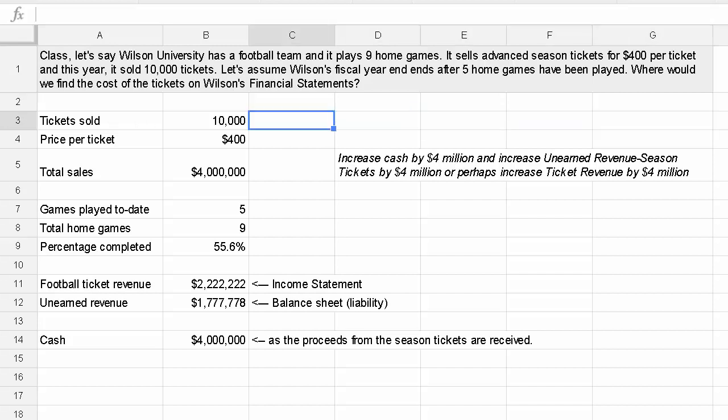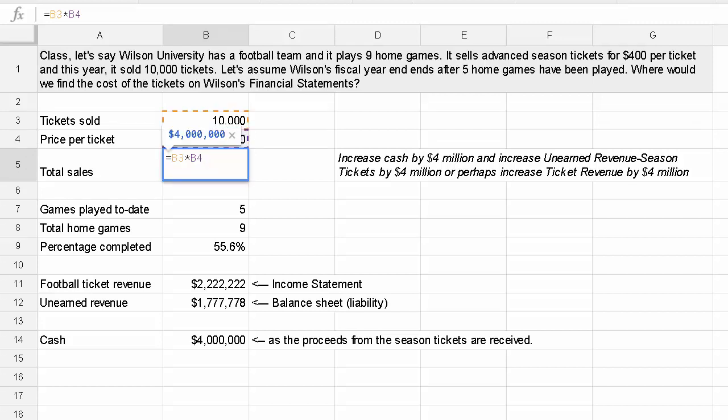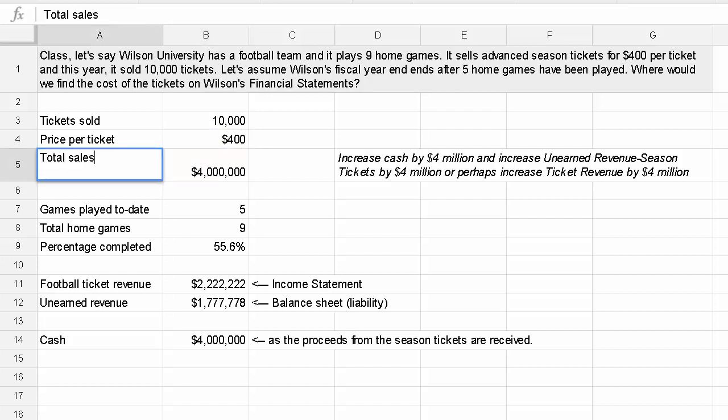Alright, now I've worked this ahead of time. So the tickets sold were 10,000 and the price per ticket was $400. So if we want to think of this in terms of sales, the total sales would be the 4 million times 10,000. But probably I should label that correctly. That would be total season tickets, and what do we want to call it? So it's a total season ticket revenue.